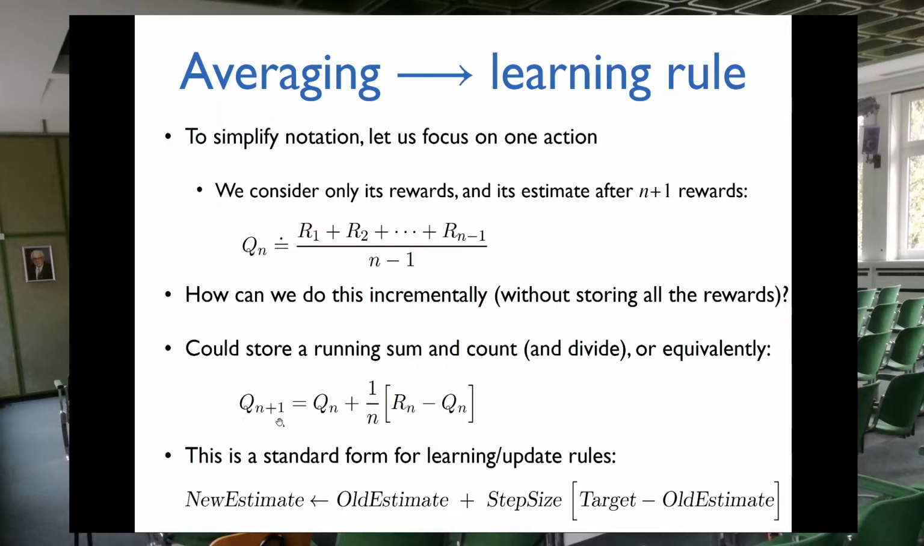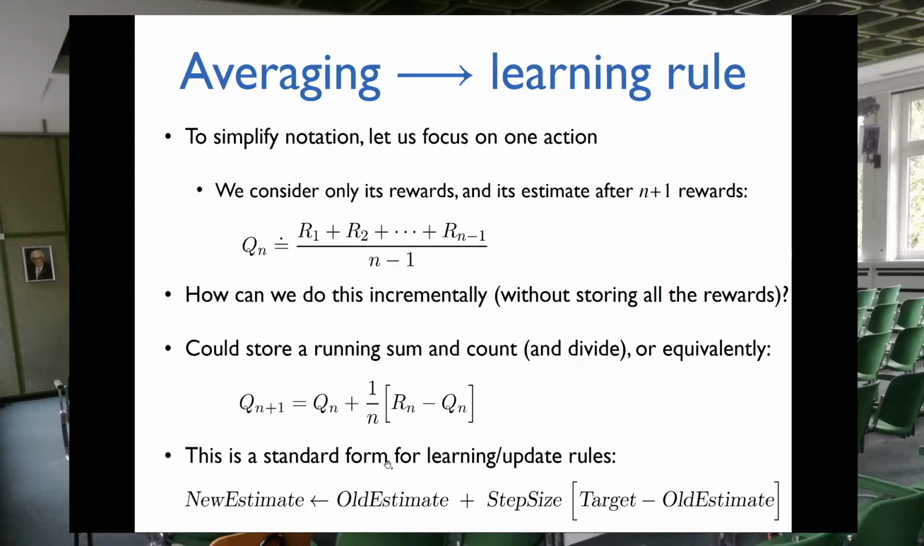So the next Q will be the current Q plus 1 over n, where n is the number of iteration, and this will be multiplied by the subtraction of the reward that you get in iteration n minus the Q value for that action at that time.